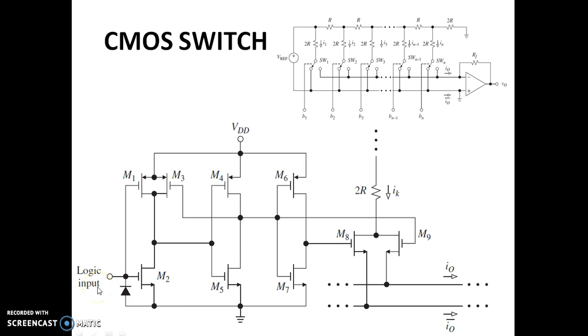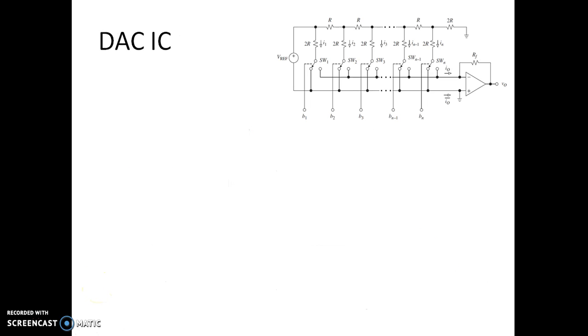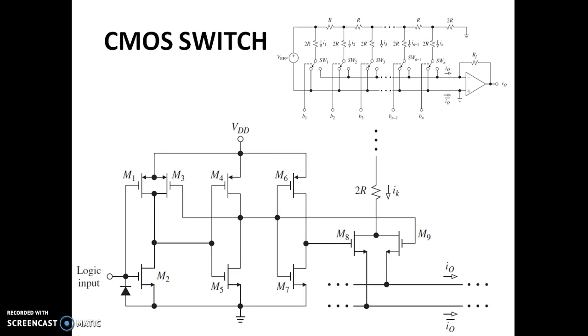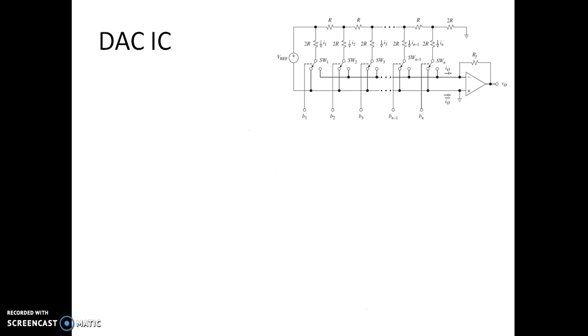Let us see what happens when the logic input is applied. This is how an actual DAC IC looks like. We'll come to the detailed working of this MOS switch in the coming slides. Depending on the input logic condition, that is 0 or 1, if it is 0, the current has to flow through I0 bar. If the logic is 1, the current has to flow through I0. We shall see the working of this switch in the coming slides.